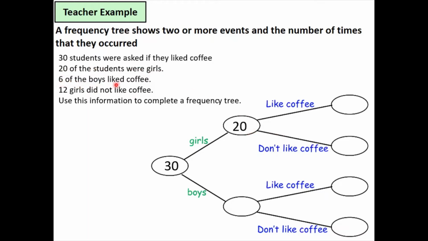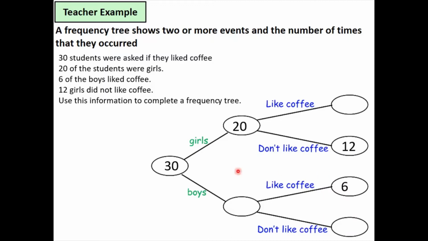6 of the boys liked coffee. So on the boys branch, 6 go in the like coffee circle. 6 go there. 12 of the girls did not like coffee. So don't like coffee, I've got 12 there. Now that's all the information the question gives you. However, I hope you can see we can now work out the rest of the information.